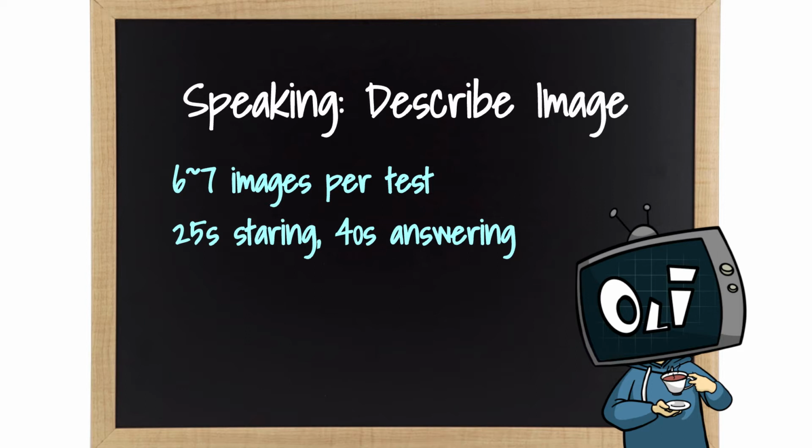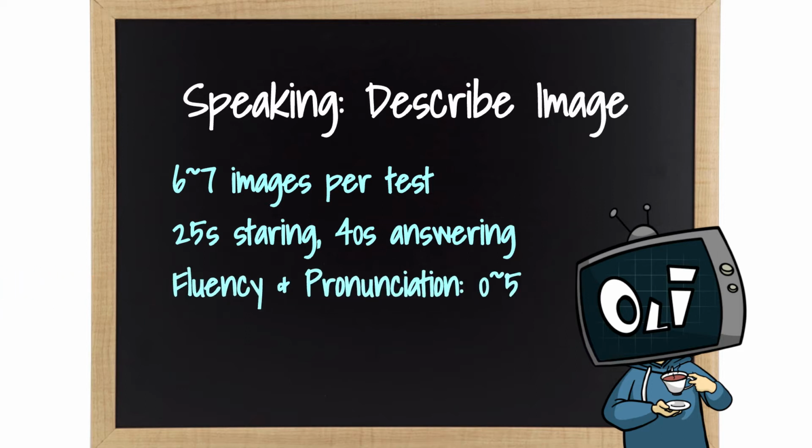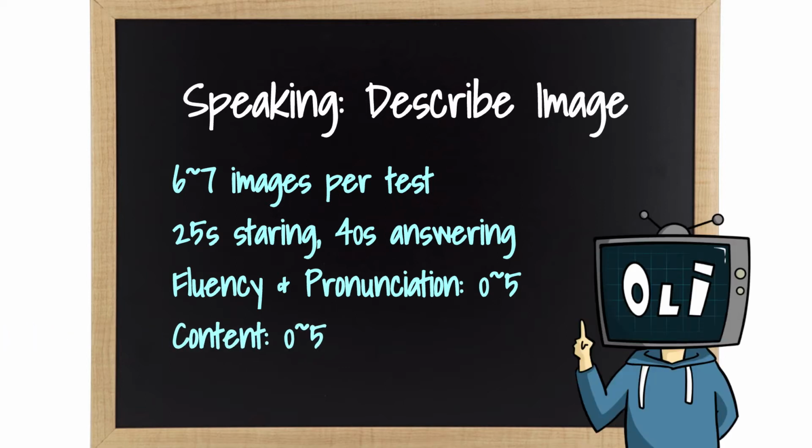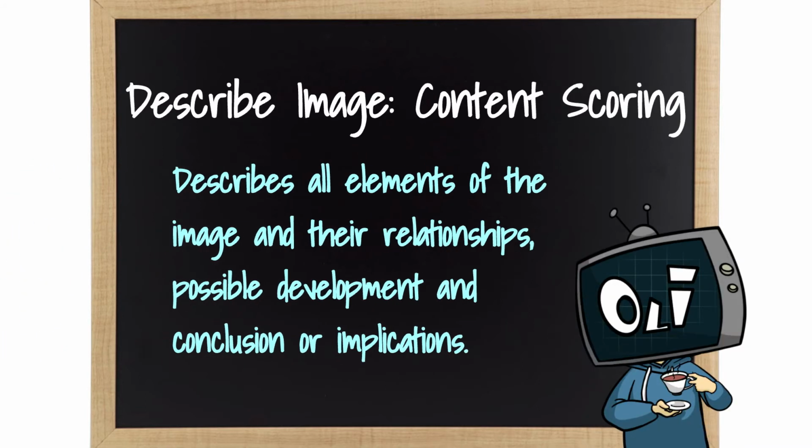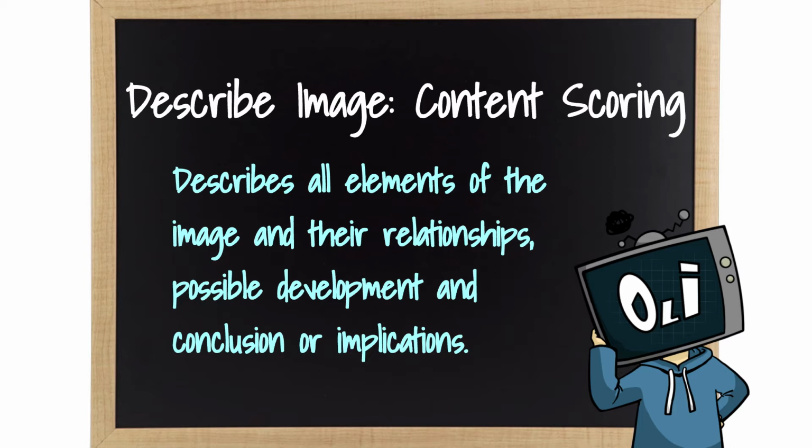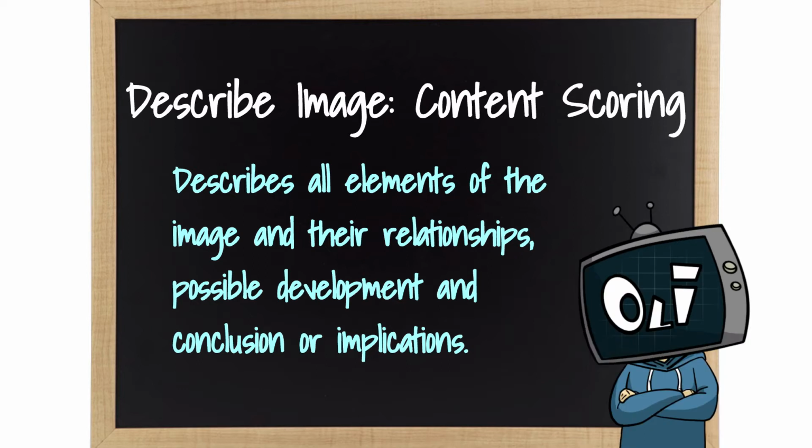Describe image will score fluency and pronunciation just like how it is for read aloud and repeat sentence. The content goes from 0 to 5 as well, with a 5 meeting the following criteria. Describes all elements of the image and their relationships, possible development and conclusion, or implications. So you have to cover quite an extensive range in just 40 seconds to achieve a full content of 5. And this is where the template comes in.